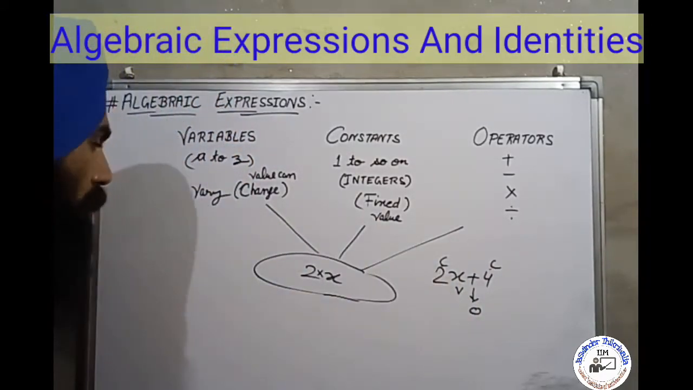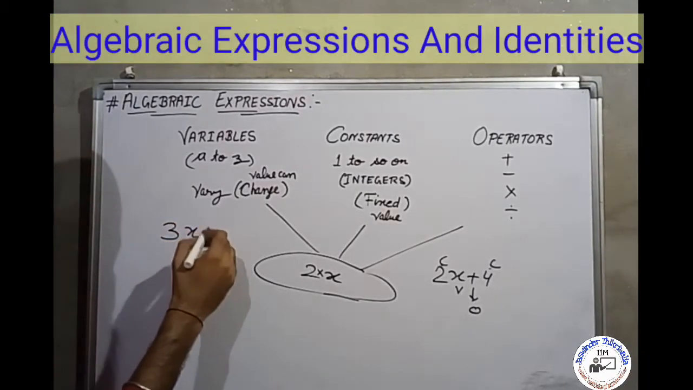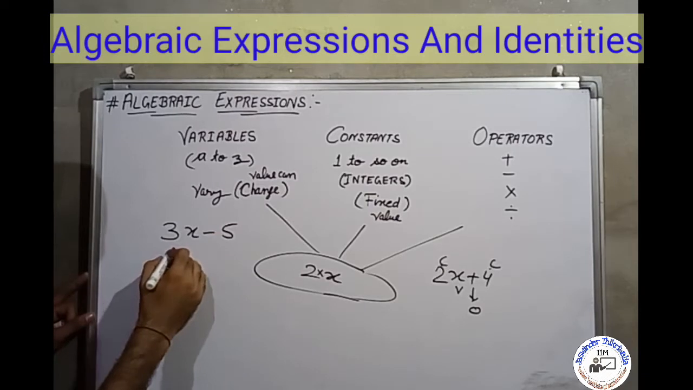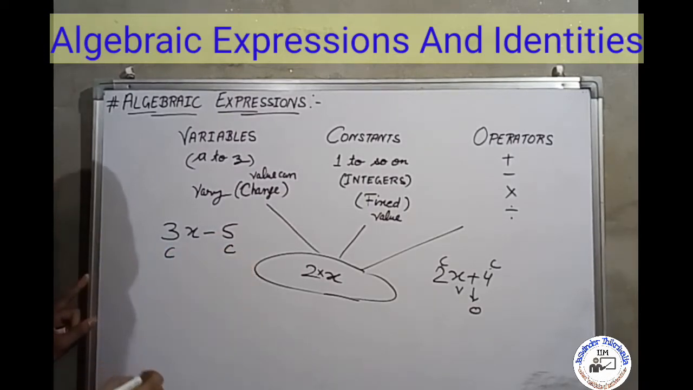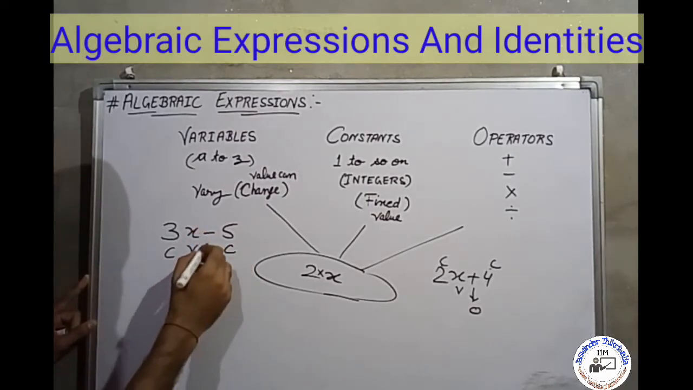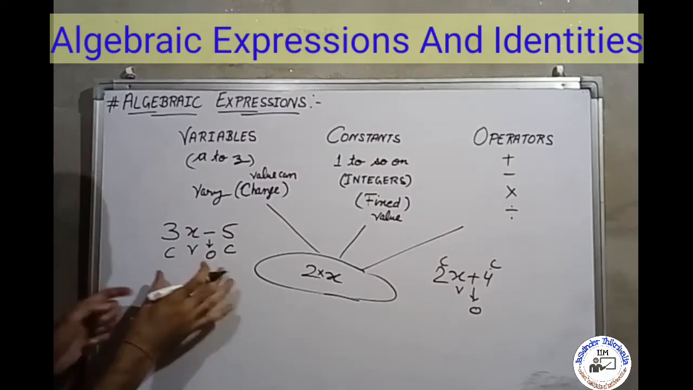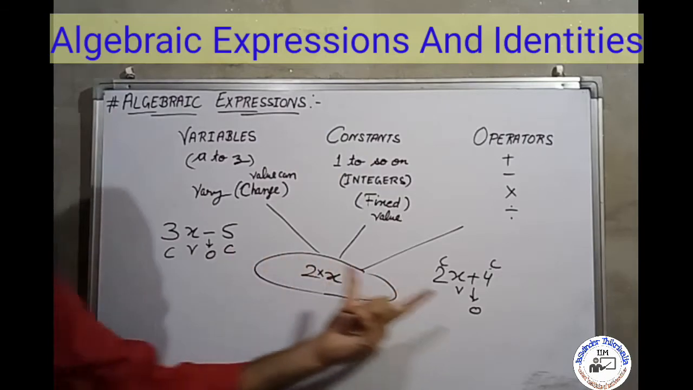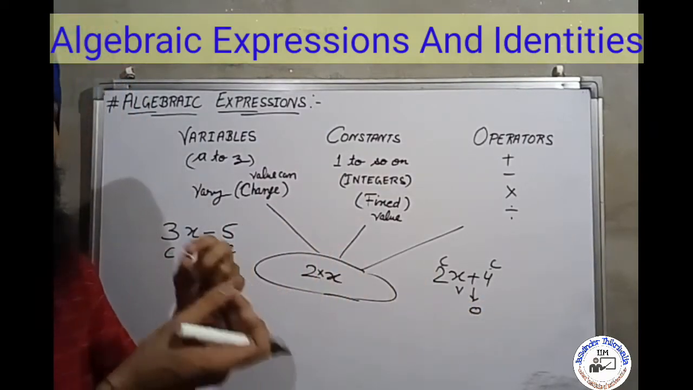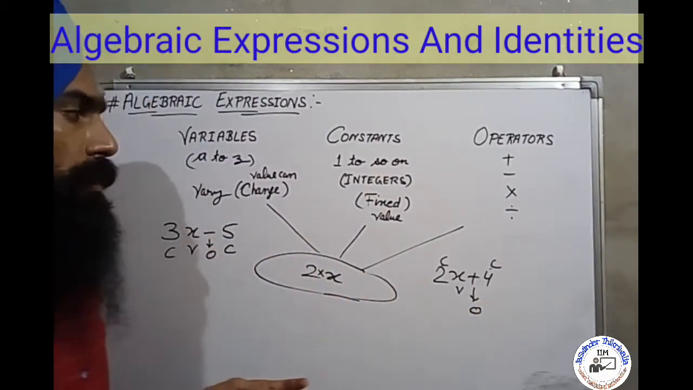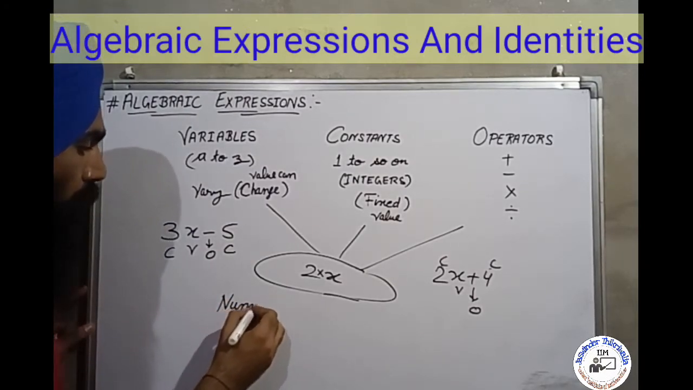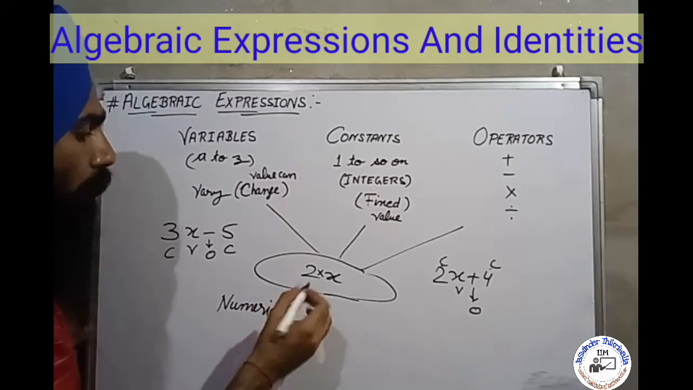Take one more example, 3x minus 5. In this, 3 is constant, 5 is also constant, x is variable, and minus is the operator. So it is a combination of three things. These are algebraic expressions because there is some variable there. Some expressions are also known as numerical expressions, that is, without any variable.